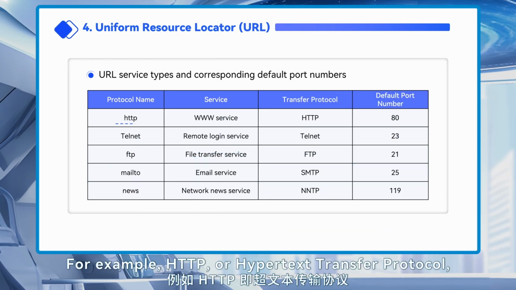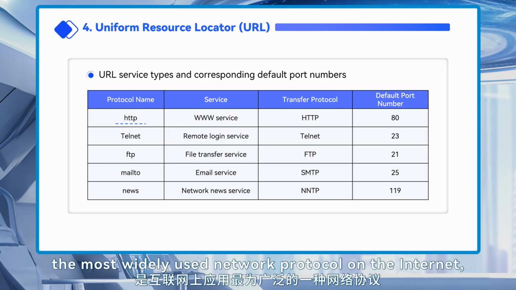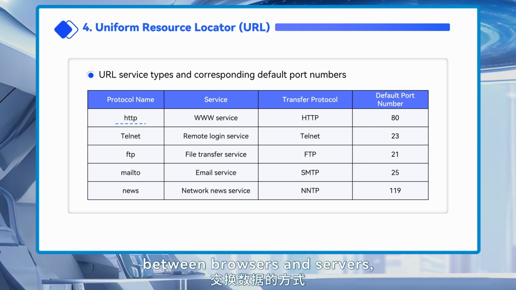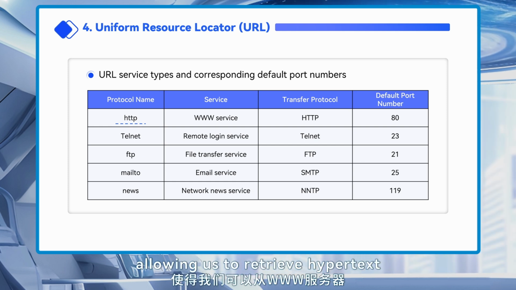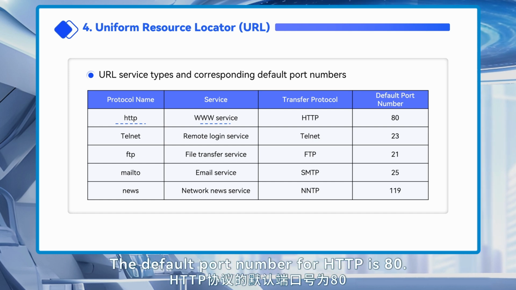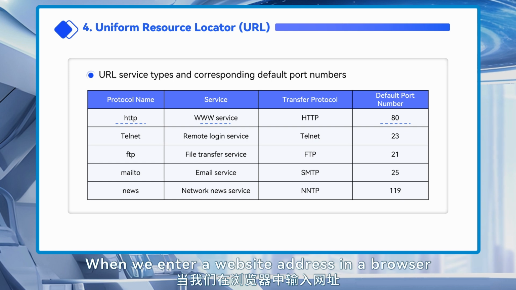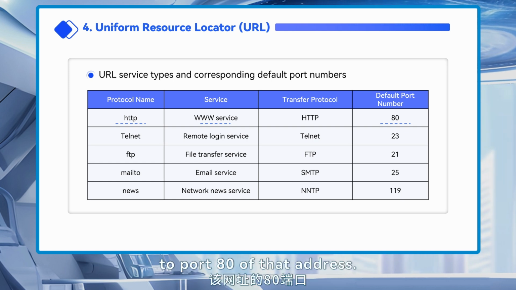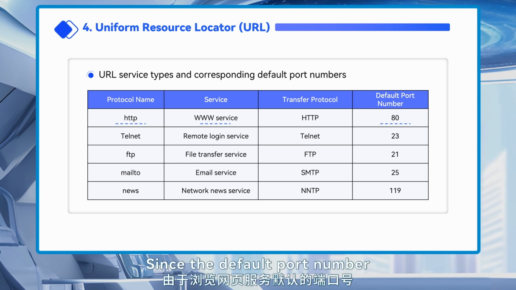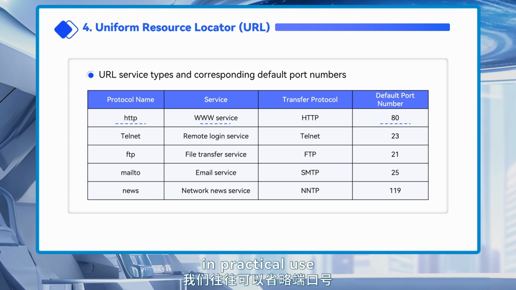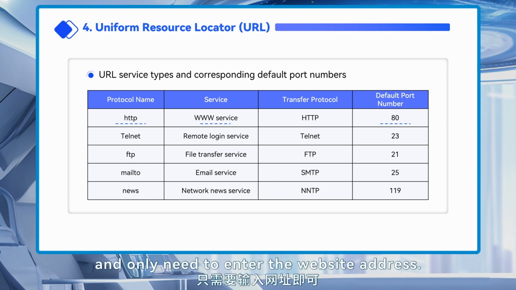For example, HTTP, or Hypertext Transfer Protocol, the most widely used network protocol on the Internet, defines the way data is exchanged between browsers and servers, allowing us to retrieve hypertext from World Wide Web servers. The default port number for Hypertext Transfer Protocol is 80. When we enter a website address in a browser and press enter, the browser attempts to connect to port 80 of that address. Since the default port number for browsing web services is 80, we often omit the port number in practical use and only need to enter the website address.